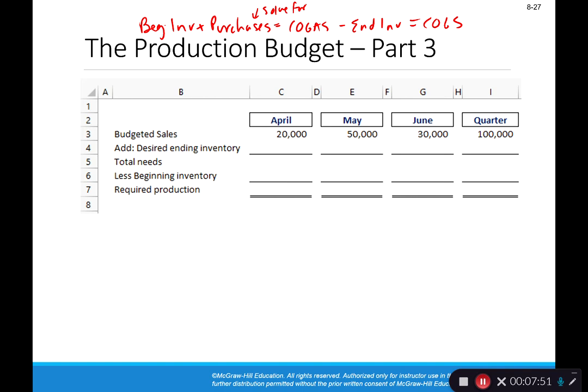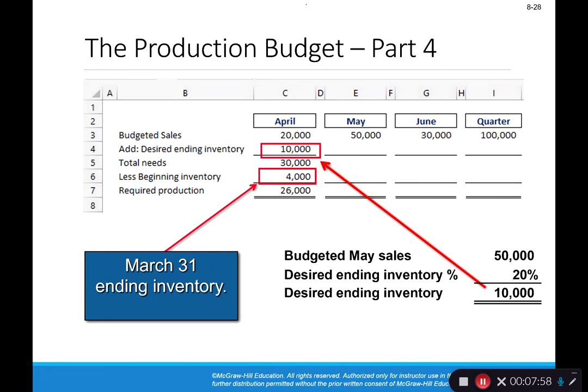Well, the desired ending inventory, according to the assumption which has to be provided to you, is 20% of the next month's sales. So all we're going to do to get the desired ending inventory for April is take 20% of May's sales. Why? Because the assumption said so. Beginning inventory would come from the previous month, and we were told that the March 31 ending inventory was 4,000. If we weren't given that, the only way we could figure out the beginning inventory would be to figure out what March's ending would be.